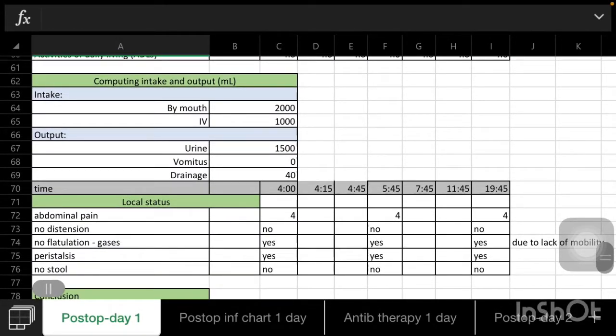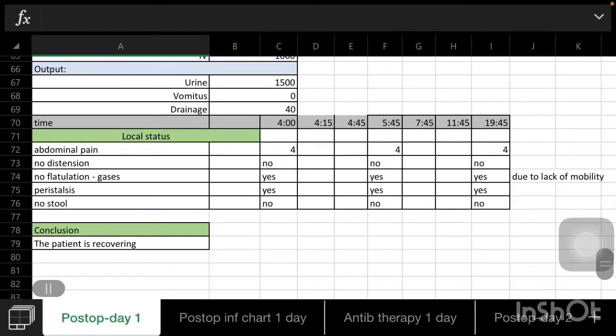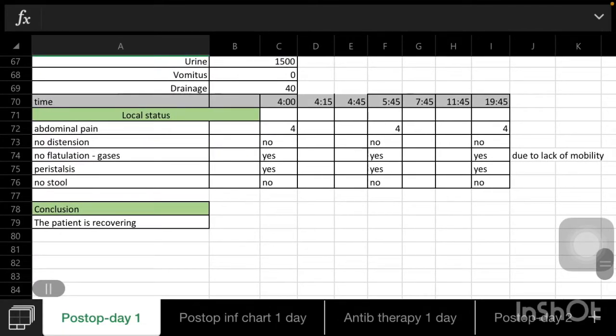Next is computing intake and output in milliliters. By mouth, it's changed from 0 to 2000, and by IV, it's 1000. The intake and the output is 1500. There's no vomit, and the drain is less than 240. We see the local status, that is the abdominal pain is 4 points. There is no distension. There is flatulence because of no movement, lack of mobility. There is peristalsis but no stool. So technically, the conclusion is that the patient is recovering.